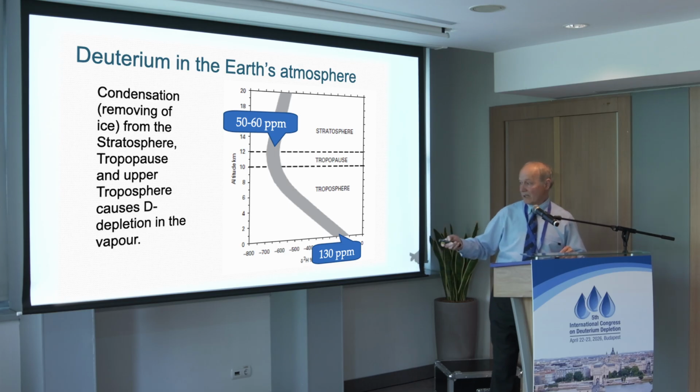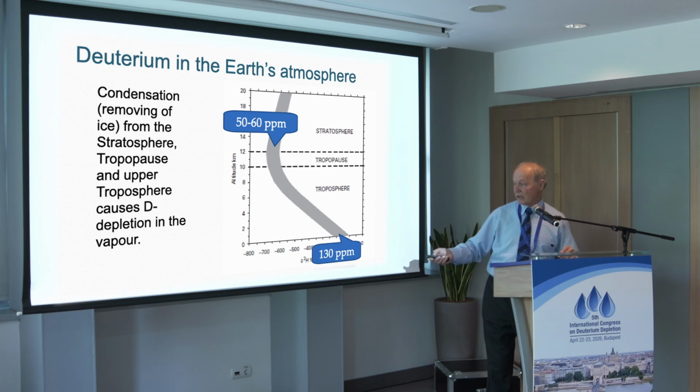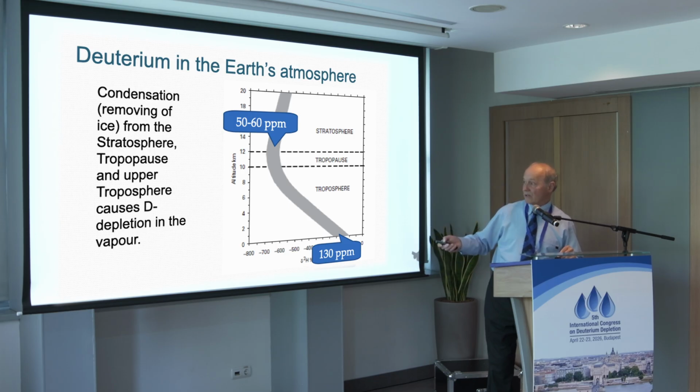If you look at the deuterium content of the vapor just over the surface, it is 130 ppm. As we go to the upper and upper parts of the atmosphere, troposphere, tropopause, stratosphere, the deuterium content is lower and lower, and not just a little bit lower, but a lot lower. The minimum is 50, 60 ppm in the tropopause.